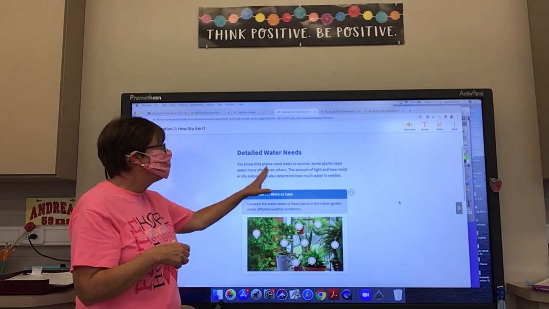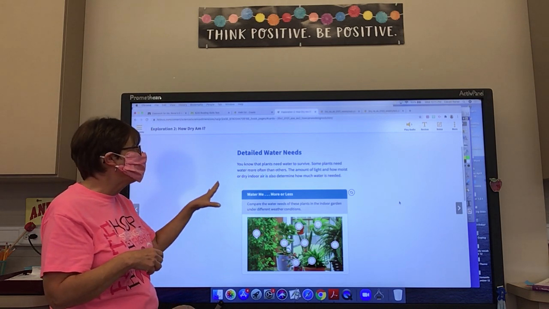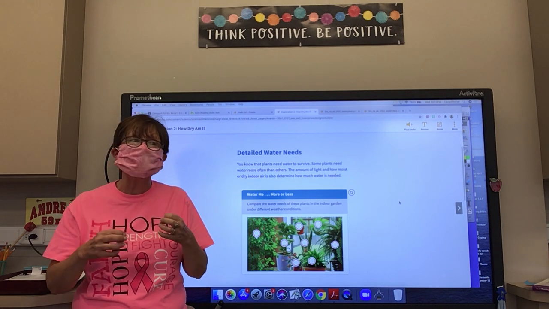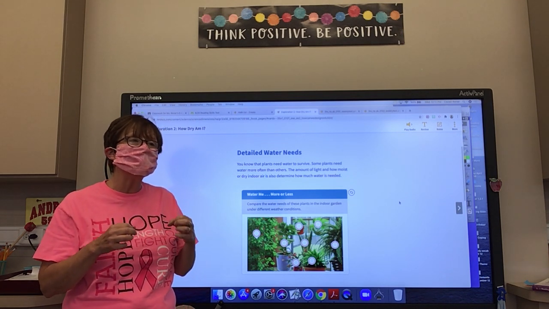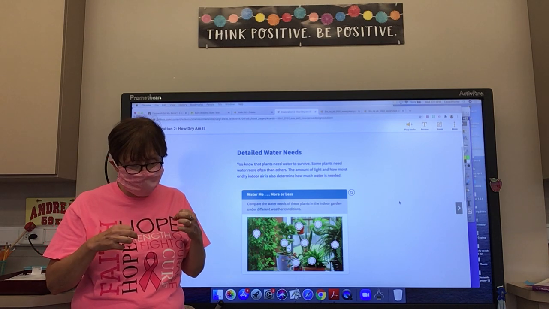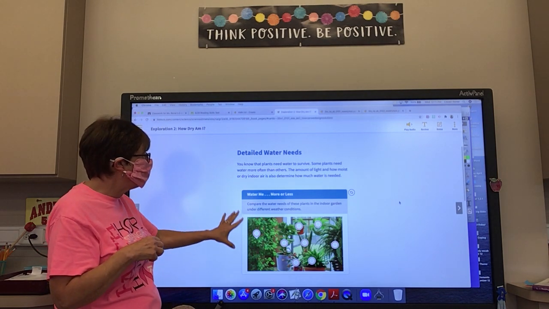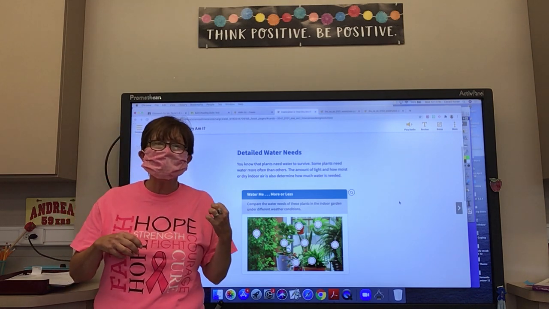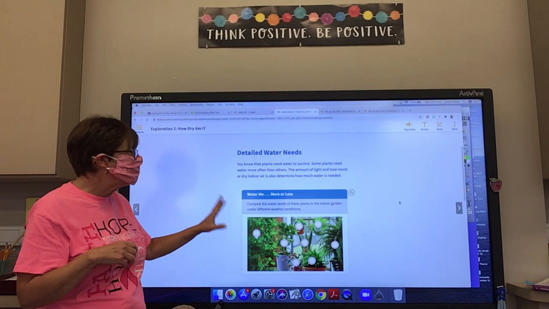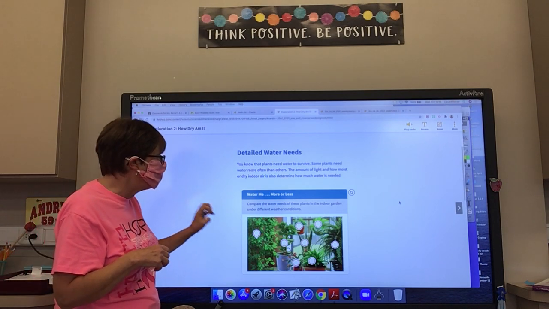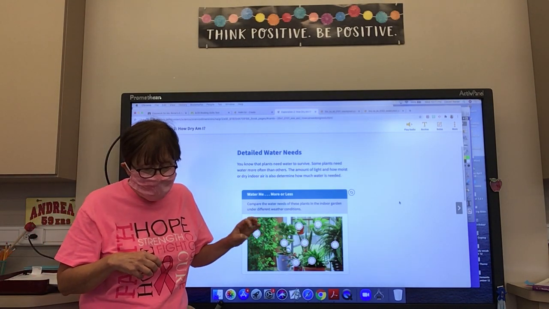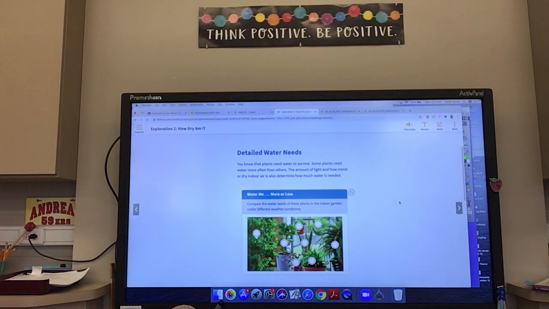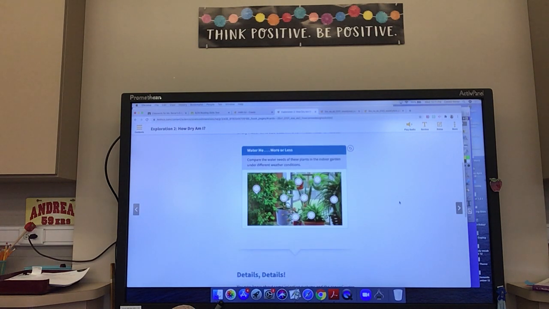Now, the amount of light and how moist or dry indoor air is also determine how much water is needed. So there's different factors that go into how much you need to water your plant. And so we have here, it says water me more or less. And so what we're going to do is we're going to compare the water needs of these plants in the indoor garden under different weather conditions. So let's look at the different plants that we have here. I'm going to move this up some so we can see this a little bit better.